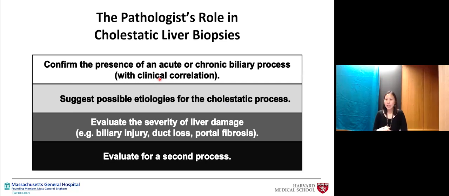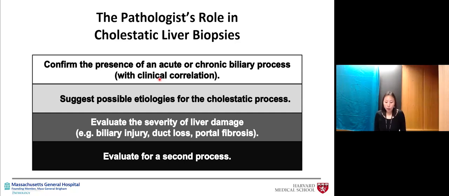I want to start by talking about our role in evaluating these cholestatic liver biopsies. Similar to acute hepatitis biopsies, we aren't always able to specifically classify what is going on, but there are categories that are important to communicate to our clinical colleagues to help their treatment decision making. One is the presence of an acute or chronic biliary process, which in many cases will require some level of clinical correlation. Next is to suggest some possible etiologies if it's not clear exactly what it is.